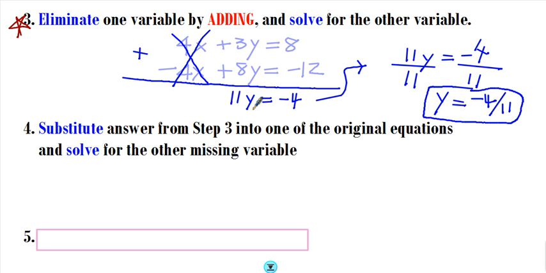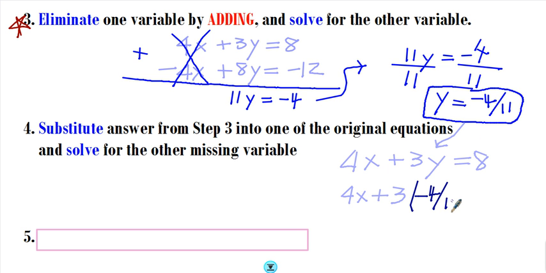You can pick anything you want. And like we learned from the substitution method, you want to pick the easier equation. And I'm going to go with the positive one. So if you have 4x plus 3y equals 8, let's say I'm going with the first equation, I'm going to put that y in the y here. So you would have 4x plus 3, and then instead of y, you're going to put negative 4 over 11 equals 8.